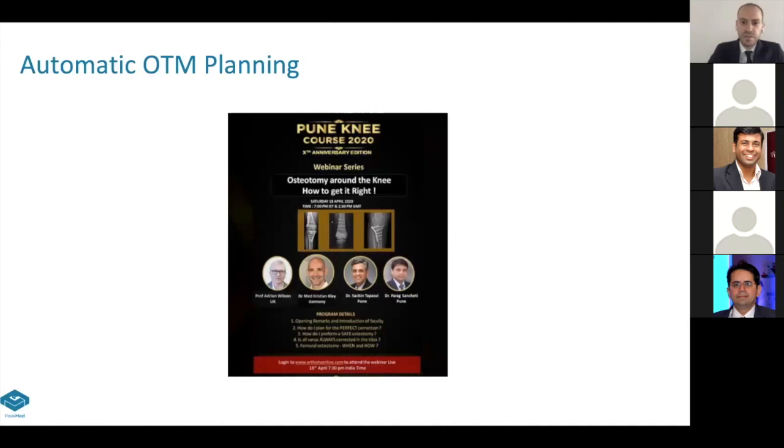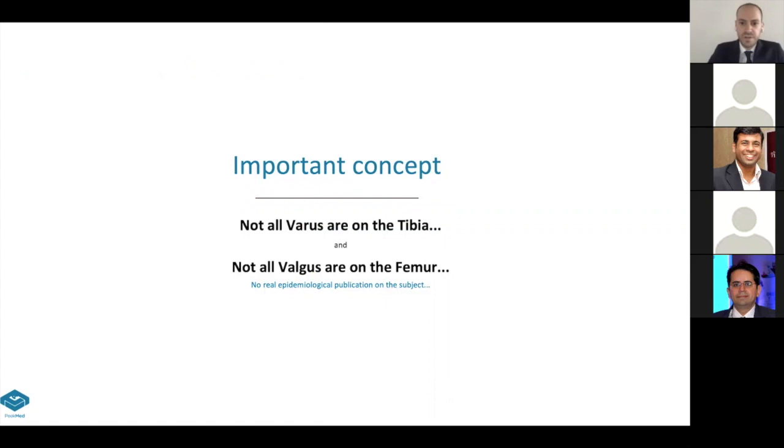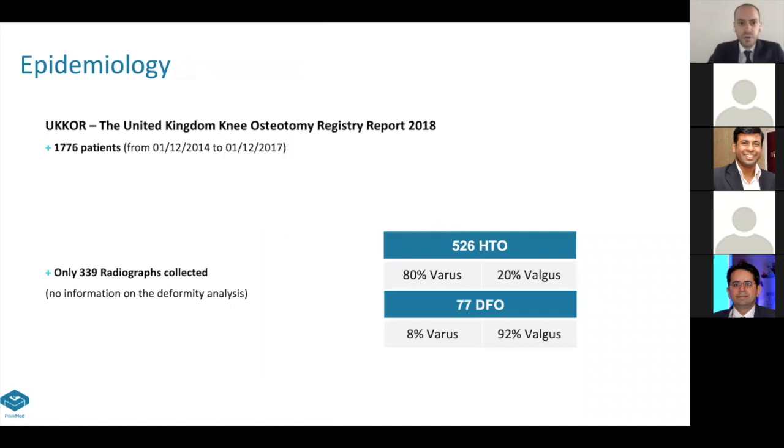So I want to start with a basic but important concept: not all the varus is on the tibia and not all the valgus is on the femur. The United Kingdom Knee Osteotomy Registry shows us that of around 500 HTOs registered, 80% are for varus and 20% are for valgus. Of the DFOs, 8% are for varus and 92% are for valgus.